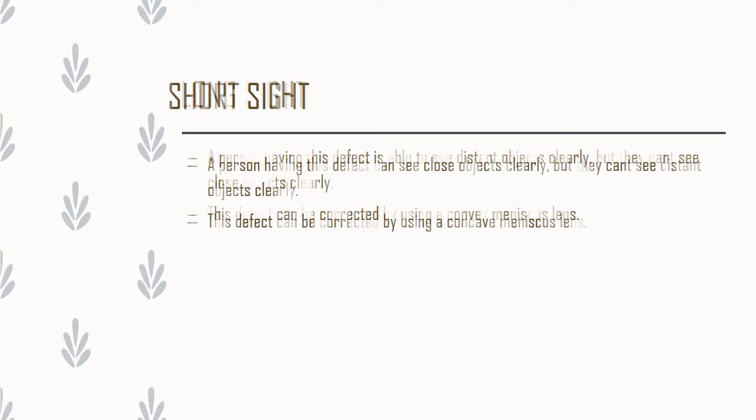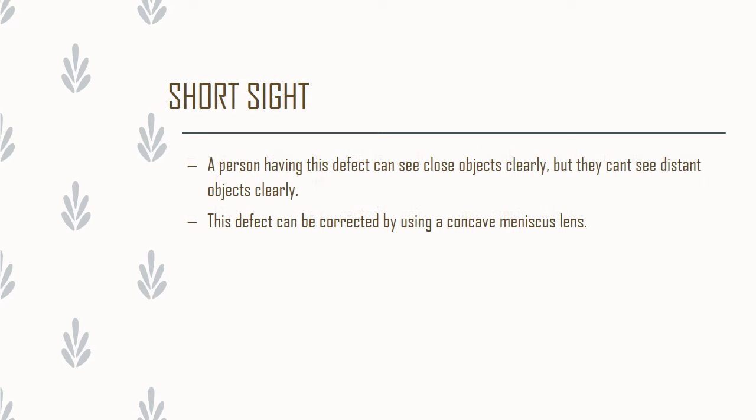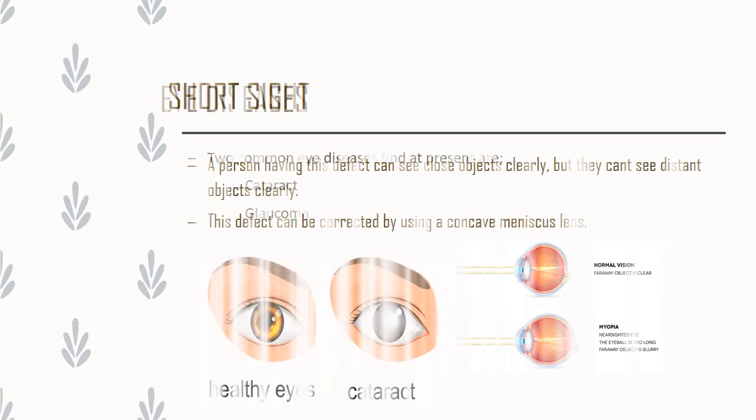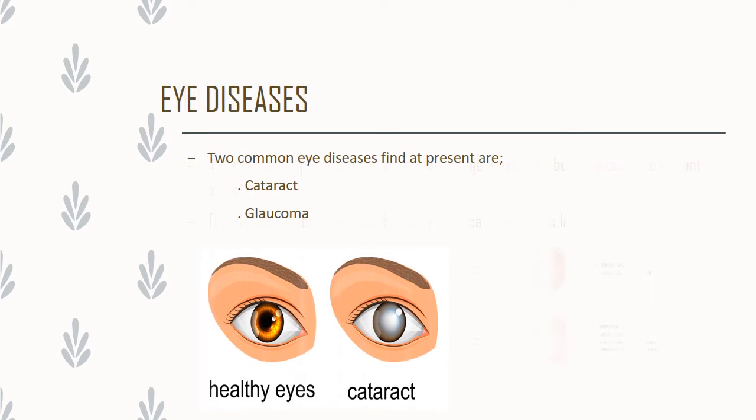Let's talk about long sight. A person having this defect is able to see distant objects clearly, but they can't see close objects clearly. This defect can be corrected by using a convex meniscus lens.